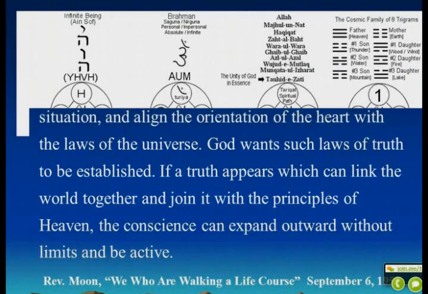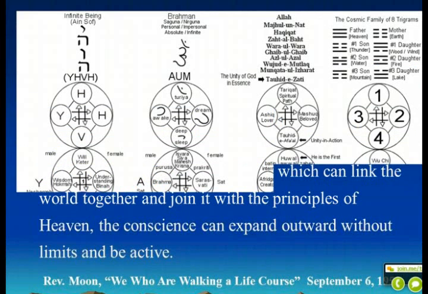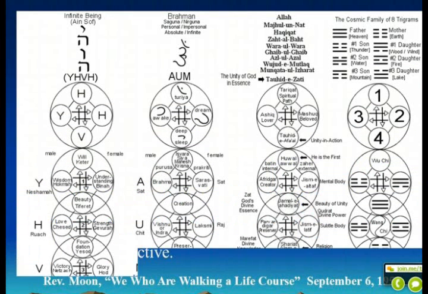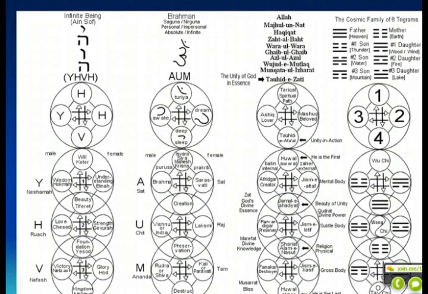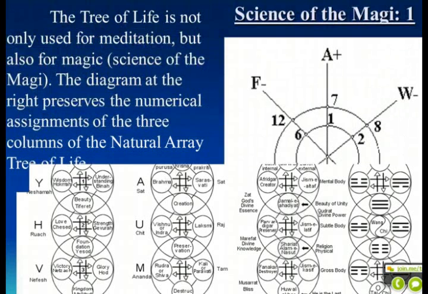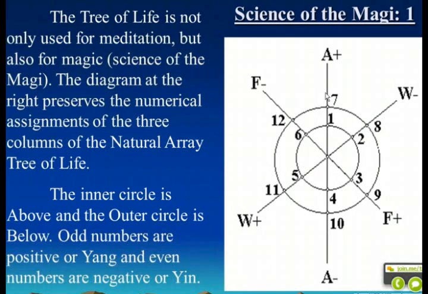And so then we have a summary, which there's not enough room to include all of the diagrams. So I developed the Buddhist one most recently, and therefore I didn't put it on there. So anyway, this then is the Tree of Life. This is science, and I call it Science of the Magi, slide 1. So Tree of Life is not only used for meditation, but also for magic.